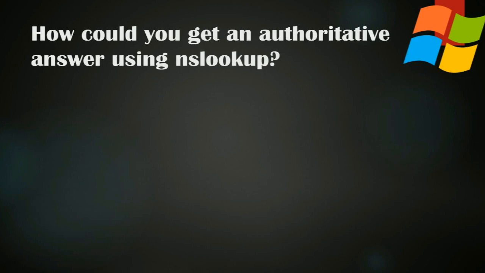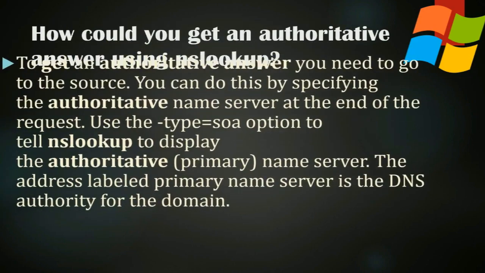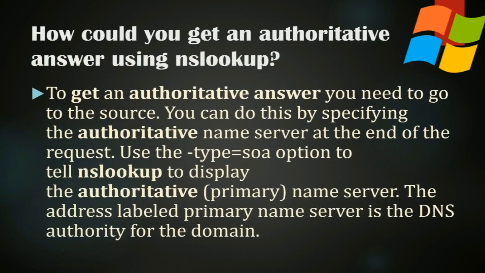Next question is, how could you get an authoritative answer using nslookup? The answer is, to get an authoritative answer, you need to go to the source. You can do this by specifying the authoritative name server at the end of the request. Use the type equal to SOA option to tell nslookup to display the authoritative or primary name server. The address labeled primary name server is the DNS authority for the domain.